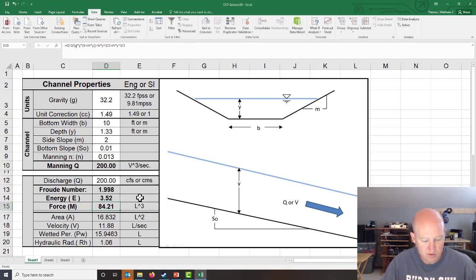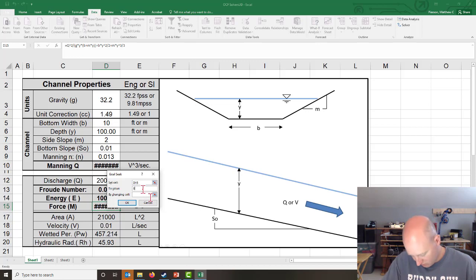All right, so here's our specific force, 84.21. And then what we want to do is find the depth that corresponds with that same specific force. So this is the supercritical specific force. We want to find the subcritical conjugate depth of that specific force. So I've got to guess a first value that is subcritical. So I'm going to just guess a large value for depth, and then we're going to goal seek specific force.